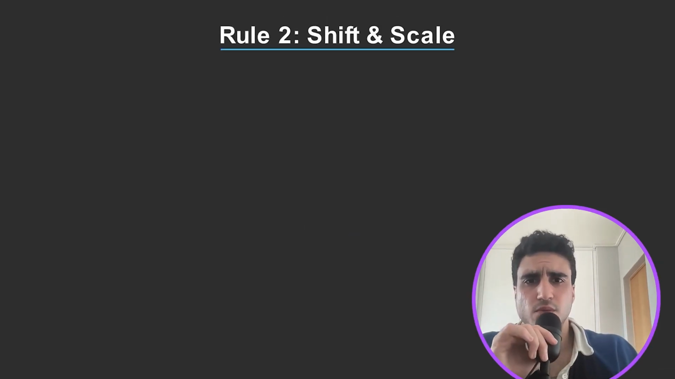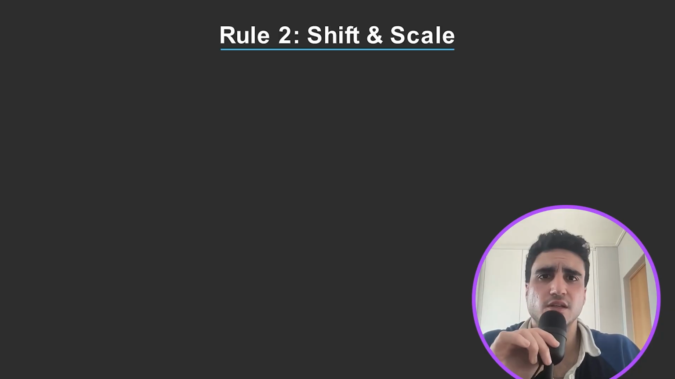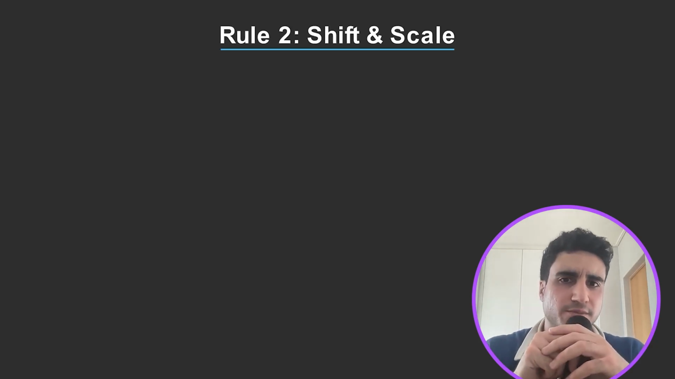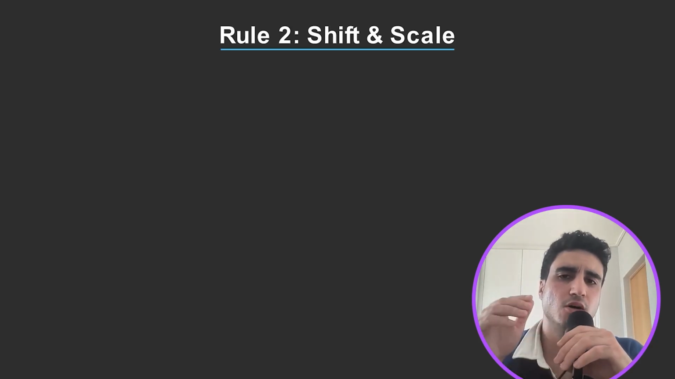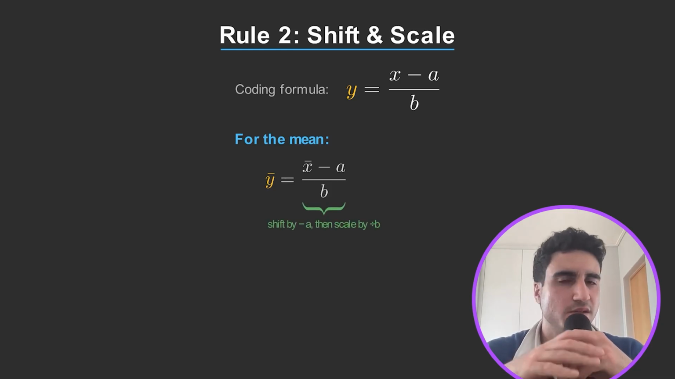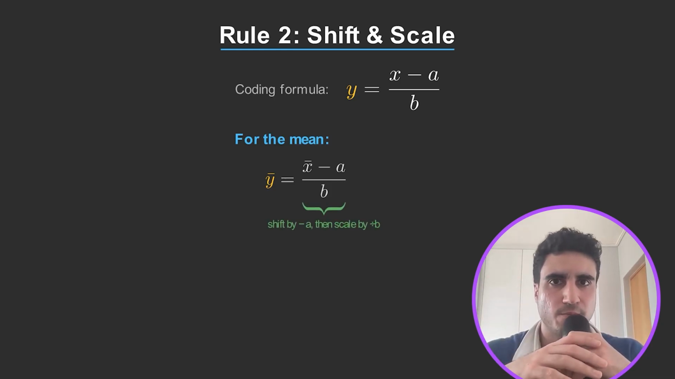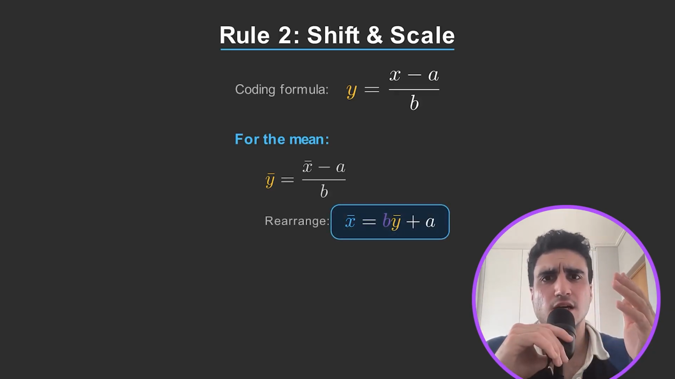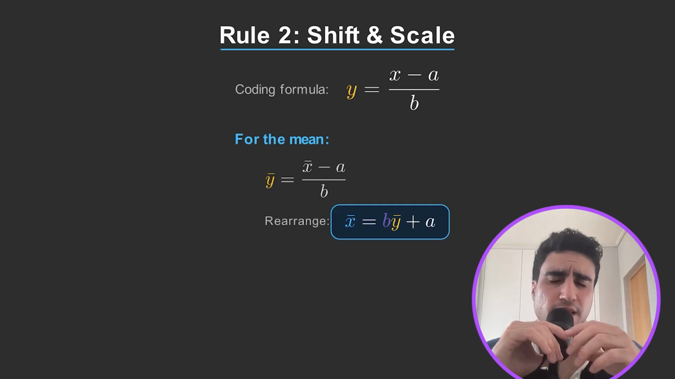So, now we're shifting and scaling. What does that mean? Our coded mean y is equal to our original mean x minus a. We're shifting, fine. But now we're going to divide that by b. And therefore if we rearrange that, we're going to get our original mean equaling b times our coded mean y plus a.